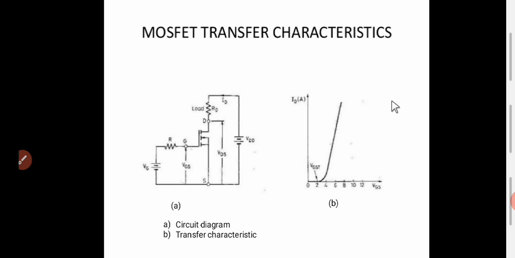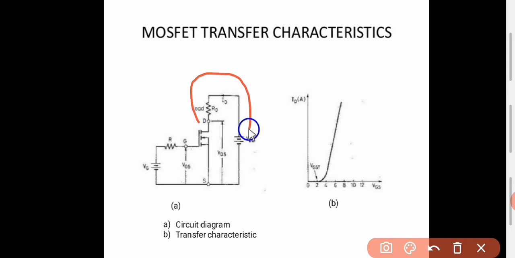Now the transfer characteristics of the MOSFET. To draw the transfer characteristics of the MOSFET, we have to connect the MOSFET in this manner. Drain is connected with the positive of the battery with respect to source, and gate is connected with the positive of VGS with respect to source.